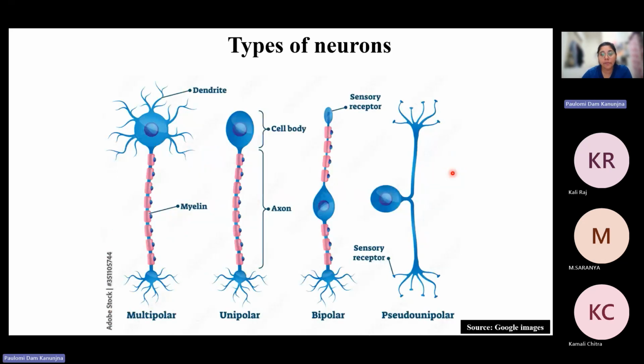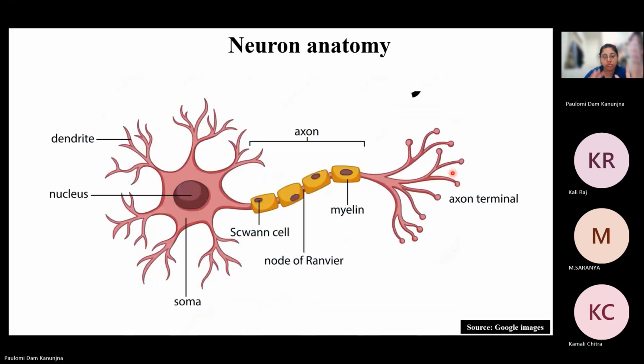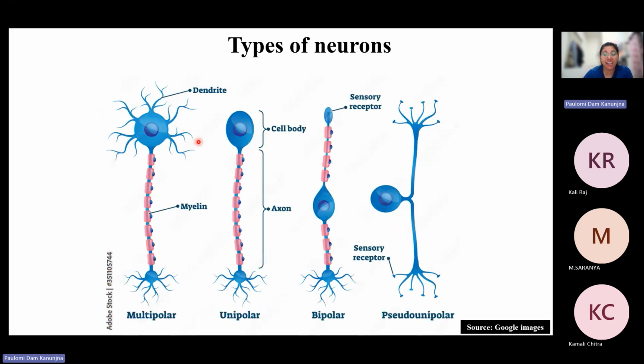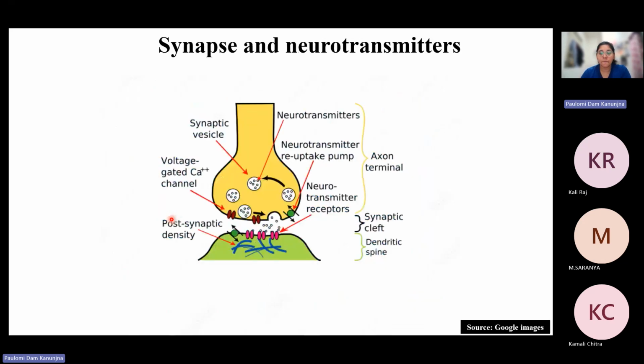Okay. Now, depending on your dendrites and your axon terminal, you can have different kinds of neurons. Multipolar, with dendrites on both sides; unipolar, with dendrites on only one side; bipolar, where you also have a receptor here and here; and pseudo unipolar, where the cell body is somewhere in between, not following the canonical structure, right? Now, coming to the synapse, which is a very important feature in the transmission of information for neurons.